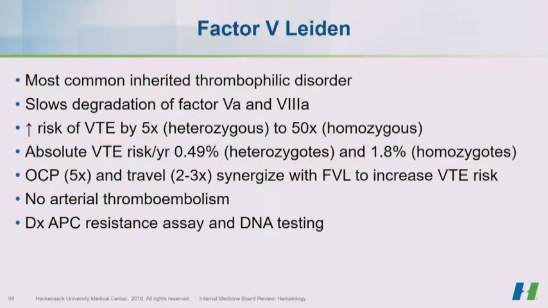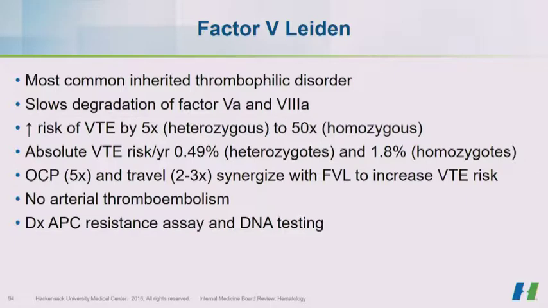So factor V Leiden is the most common inherited thrombophilic disorder. It increases the risk of venous thromboembolic episodes by 5 to 50 times, according to heterozygous versus homozygous mode of inheritance. It sounds quite a lot, but if you look at the absolute risk, it's actually lower. You see this 0.5 to maybe 2%.